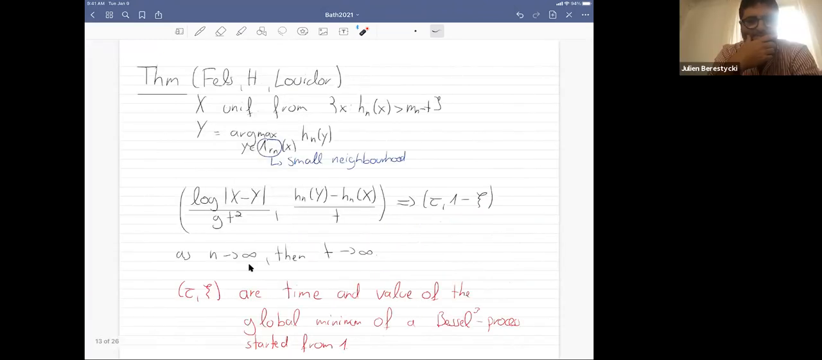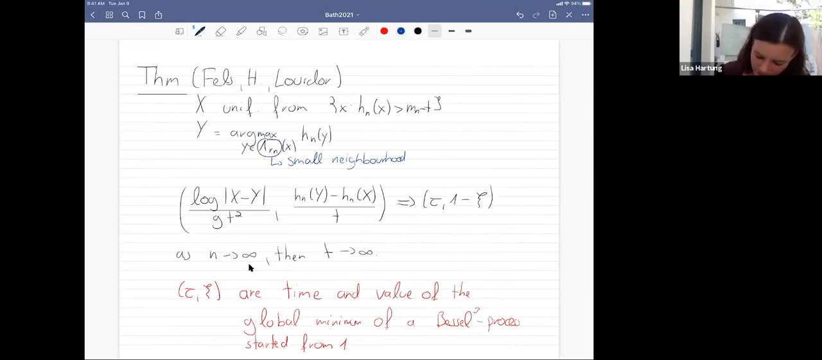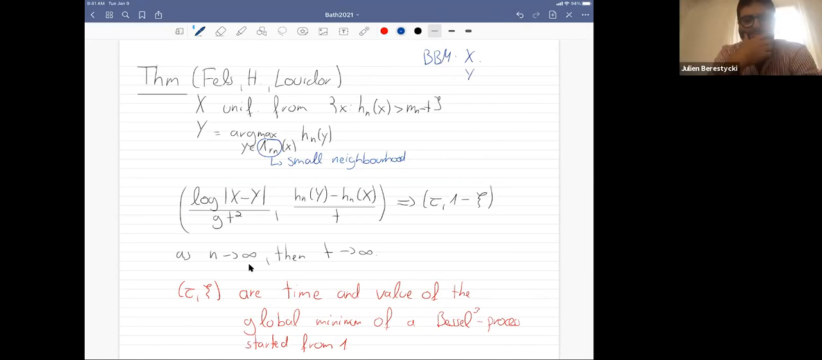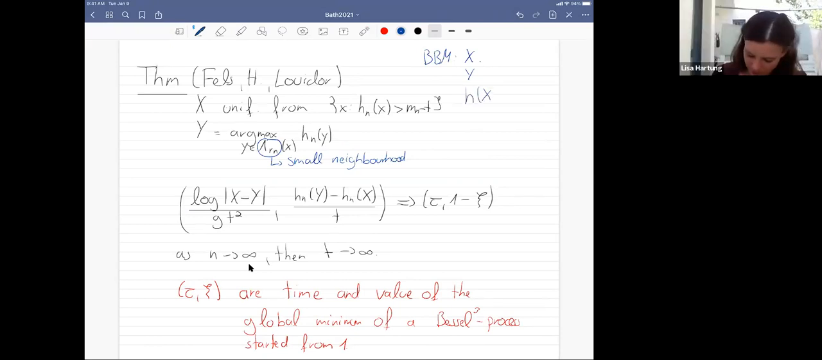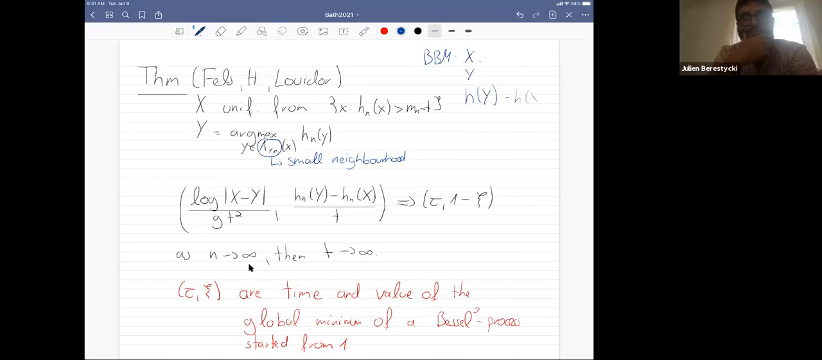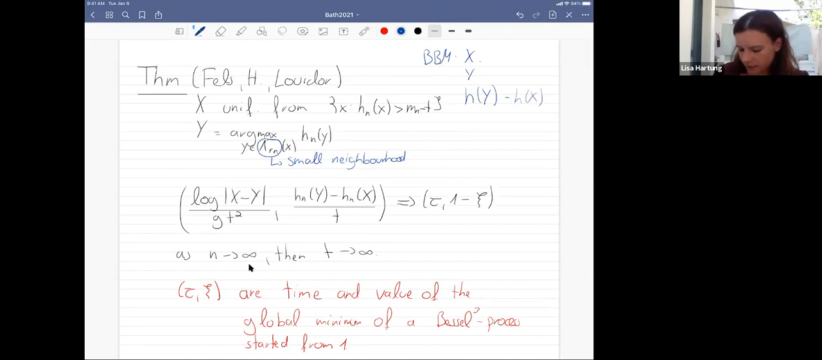So for BBM, what you can do is you pick x as here, and then y is also the argmax, but now the neighborhood is the neighborhood in this tree, right? And then you can look at the height difference of y and x, divided by t, and this is going to be uniformly distributed.